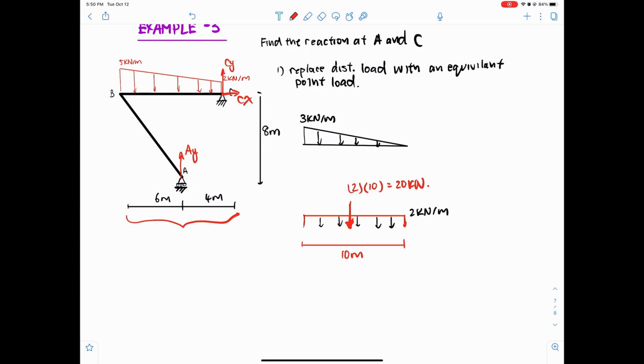So, what about this triangular load? Well, same thing. The distance here is 10 meters, right? And this is 3 kilonewtons per meter, right?